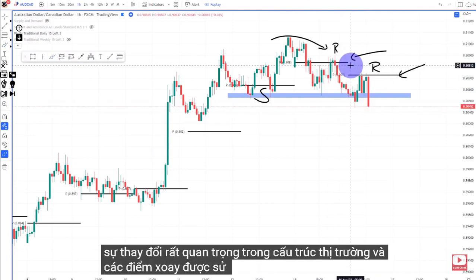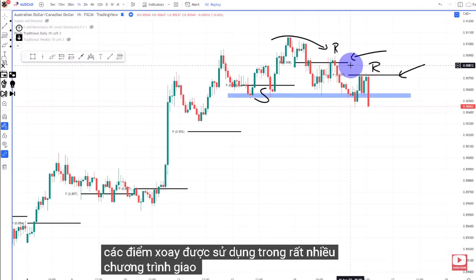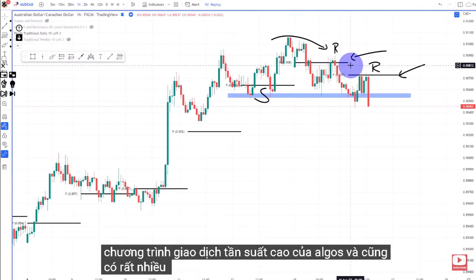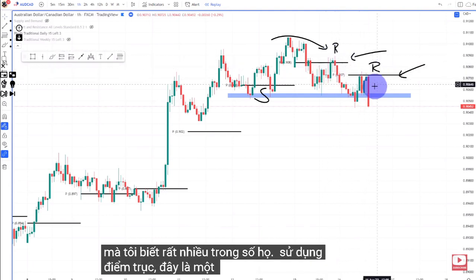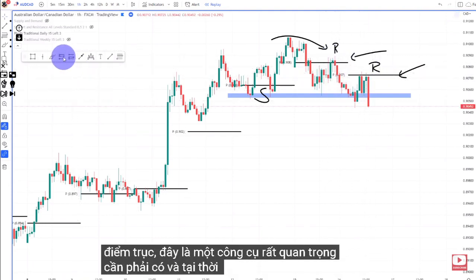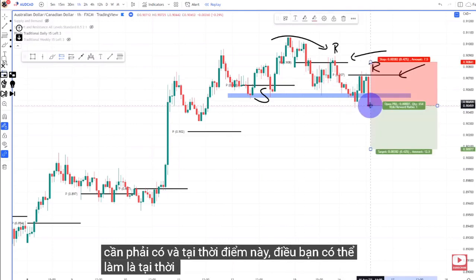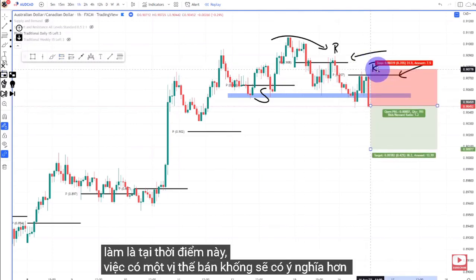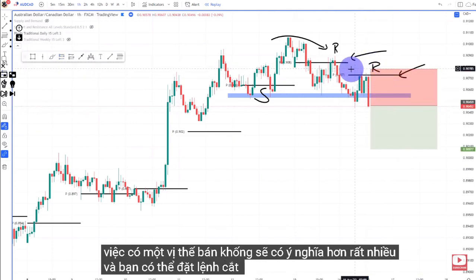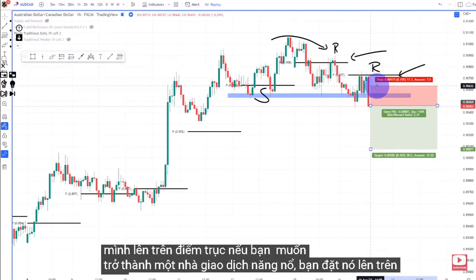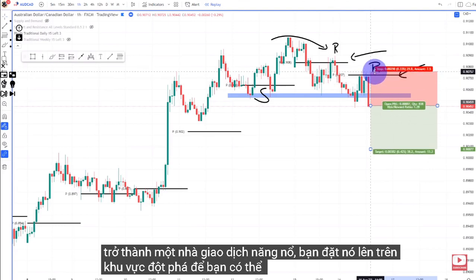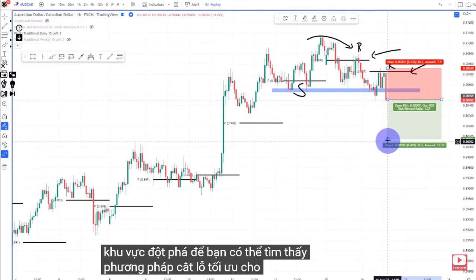And pivot points are used in a lot of algos, high frequency trading programs, and also a lot of professional traders. The ones that I know, a lot of them use pivot points. It's a very important tool to have. And at this point, it makes a lot more sense to have a short position. And you could put your stop loss all the way above the pivot point. If you want to be an aggressive trader, you put it above the breakout area. So you can find the optimal stop loss approach for you.